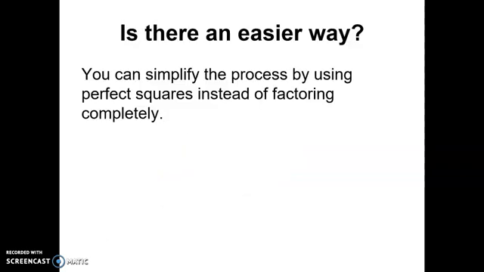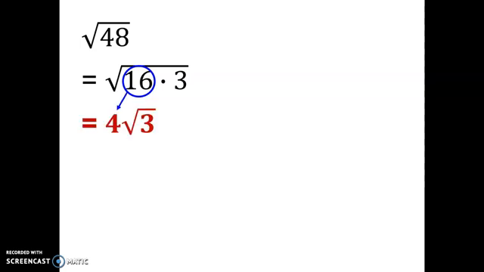Is there an easier way? There is an easier way, or maybe it's a little simpler if you can get perfect squares instead of factoring all the way to the prime factorization. For example, the square root of 48 is 16 times 3. 16 is a perfect square. The square root of 16 is 4. And then the 3 stays in.